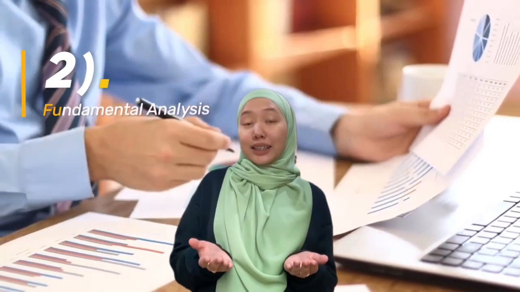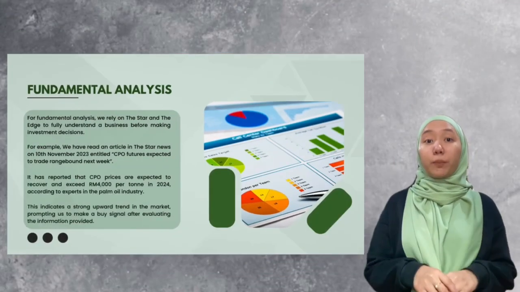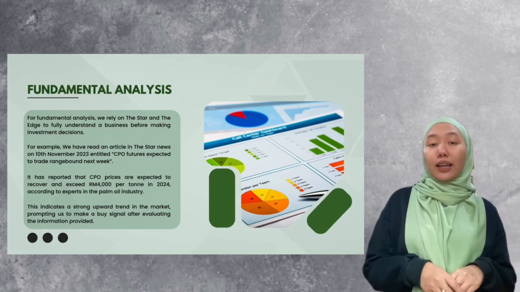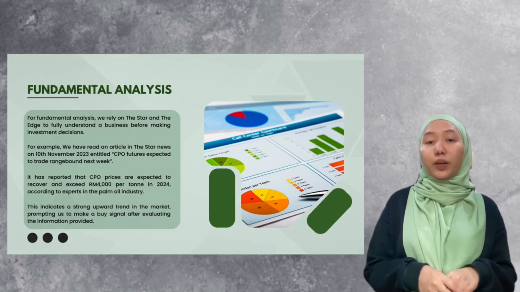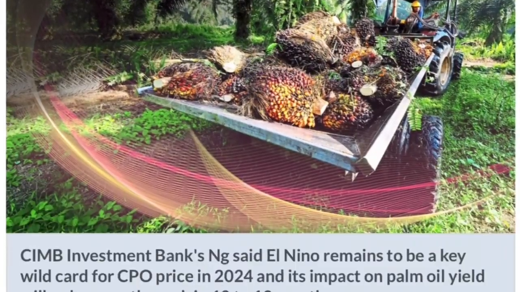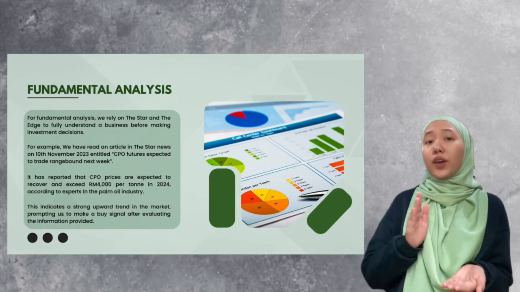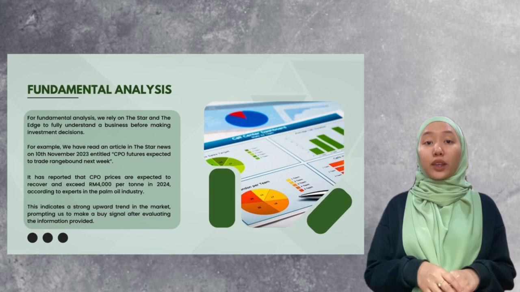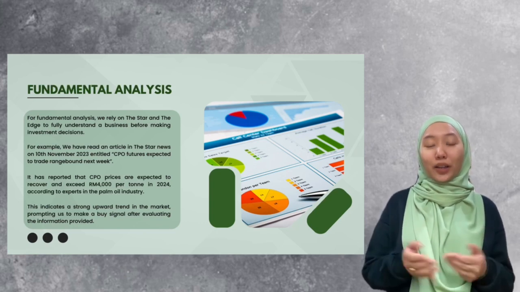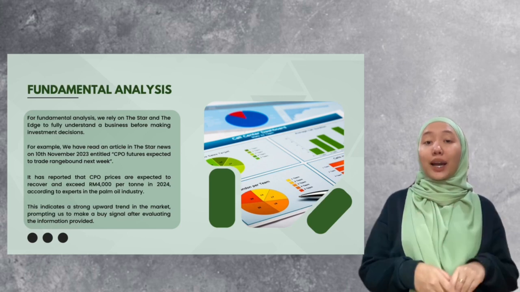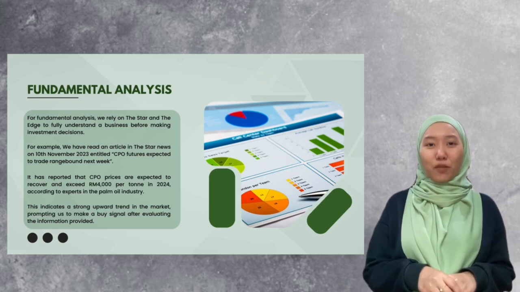For the fundamental analysis, we rely on The Star and The Edge to fully understand a business before making an investment decision. This is important to completely assess all the relevant factors before using this approach. For example, we read an article in The Star's news on 10 November 2023 entitled FCPO Futures Expected to Trade Range Bound Next Week. It reported that CPO prices are expected to recover and exceed 4,000 ringgit per ton in 2024. According to experts in the palm oil industry, this indicates a strong upward trend in the market, prompting us to make a buy signal after evaluating the information provided.